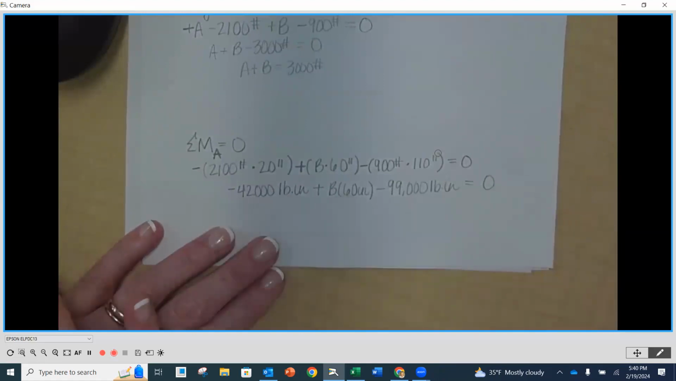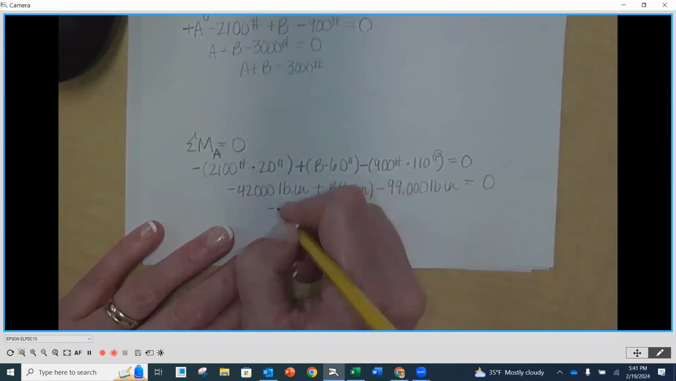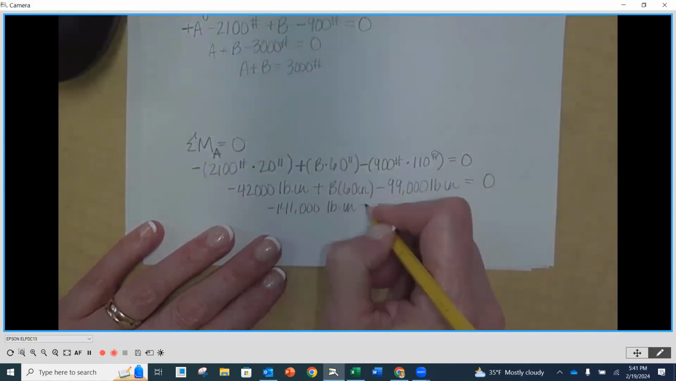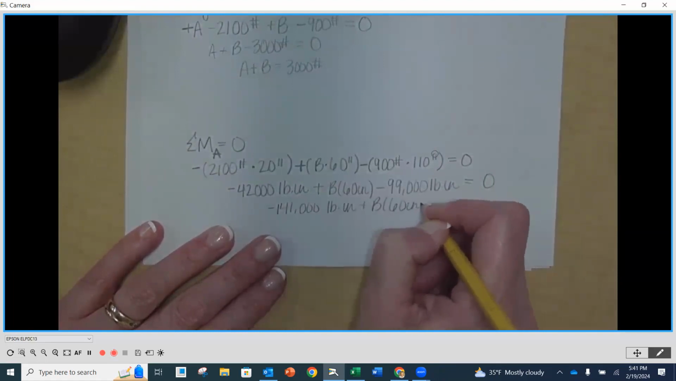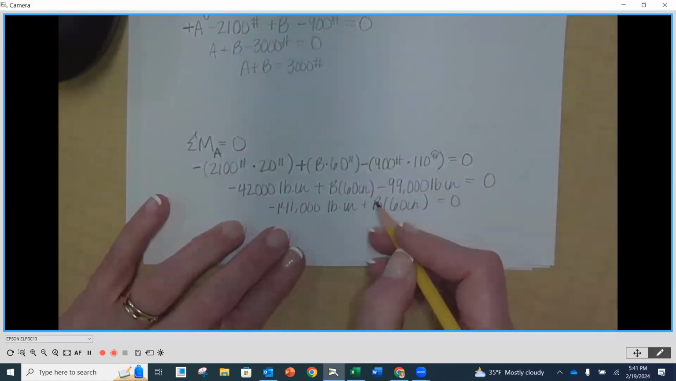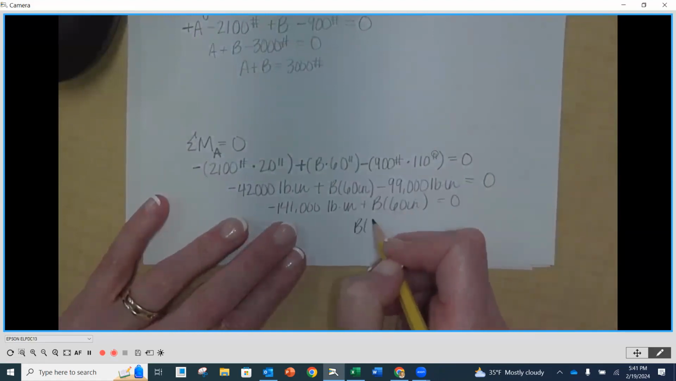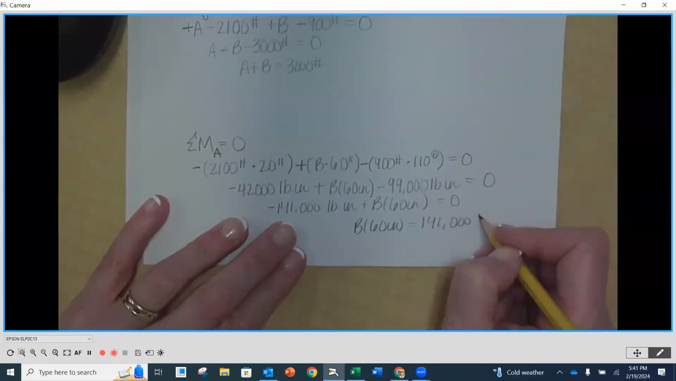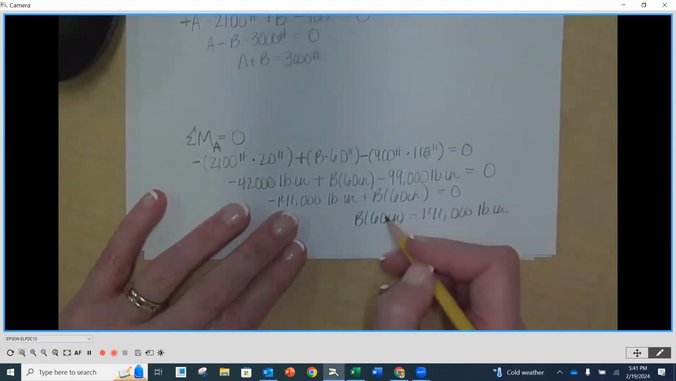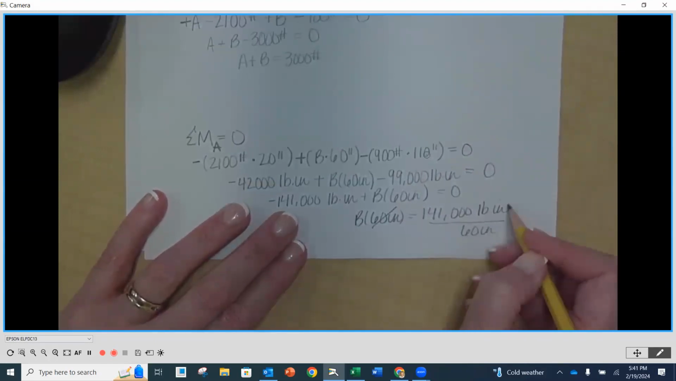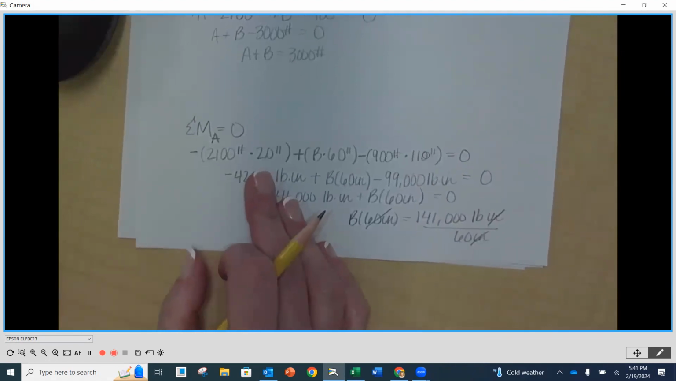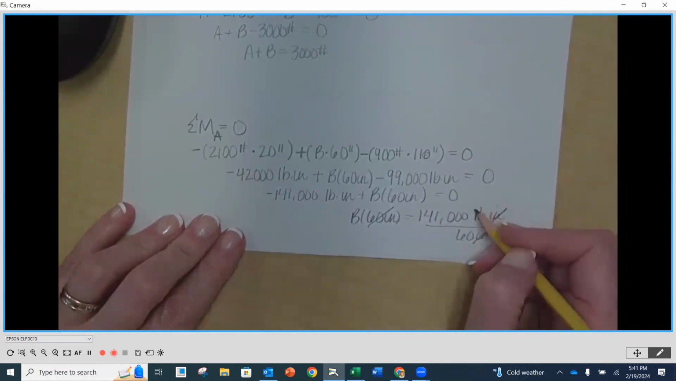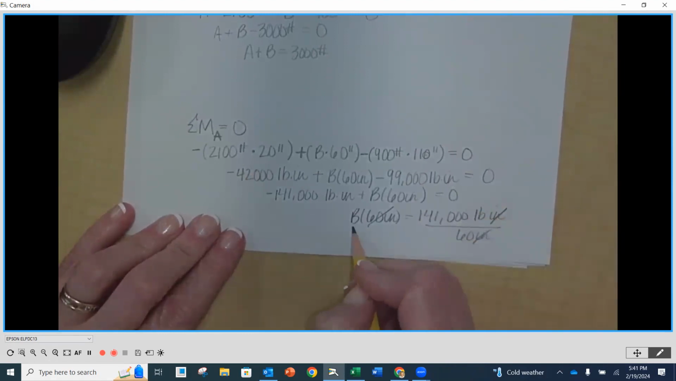Then I'm going to combine these two. So I'm going to have negative 141,123 pound inches plus B times 60 inches equals 0. And then put that to the other side. B times 60 inches is equal to 141,123 pound inches. Now, when I divide by 60 inches, by keeping my units in here, you'll notice that my units cancel inches-wise, and I'm left with pounds for the magnitude of a force.